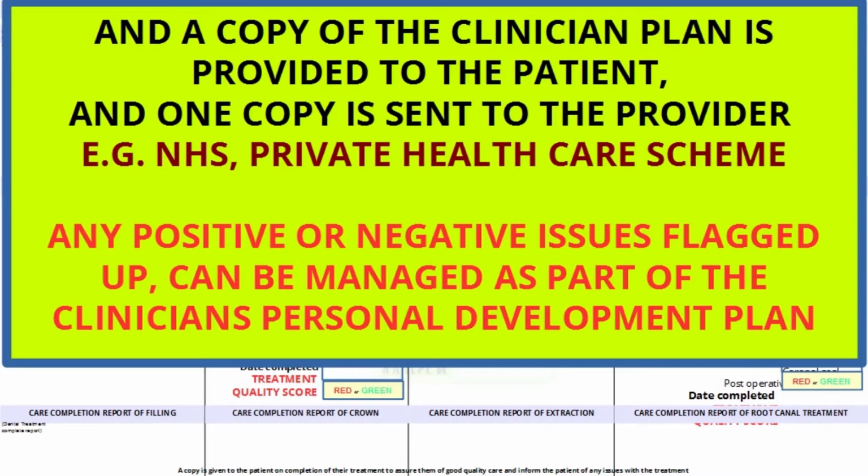And a copy of the clinician plan is provided to the patient, and one copy is sent to the provider, for example NHS or private healthcare scheme. Any positive or negative issues flagged up can be managed as part of the clinician's personal development plan.